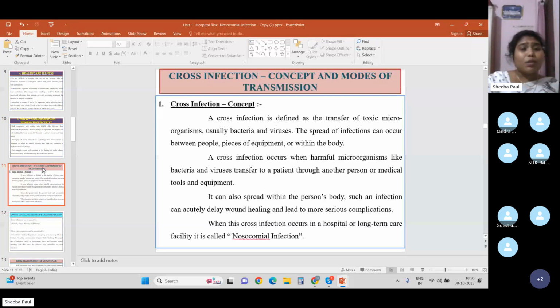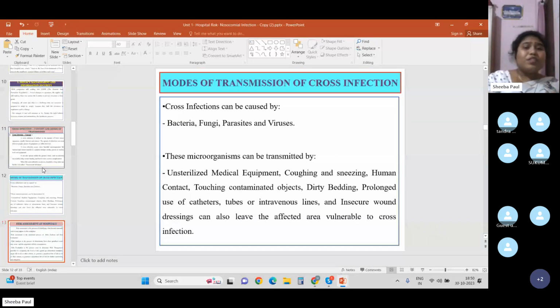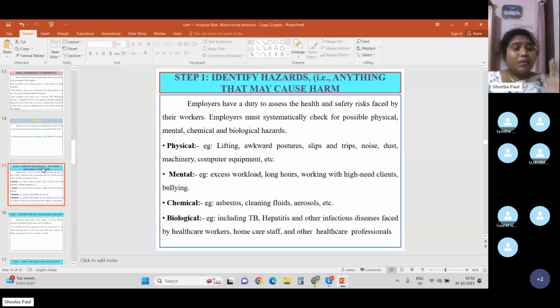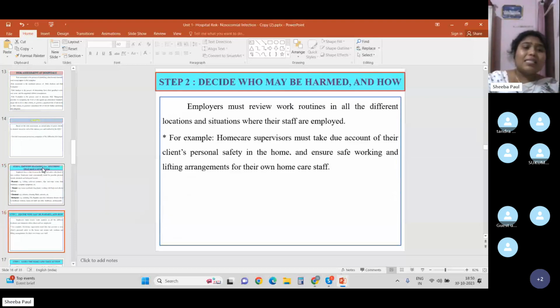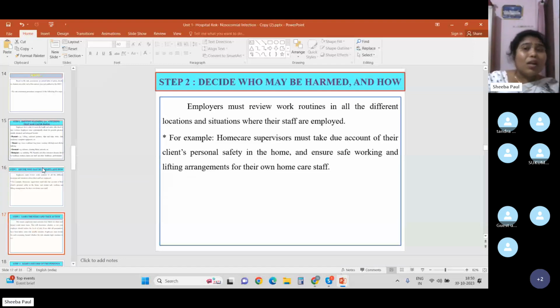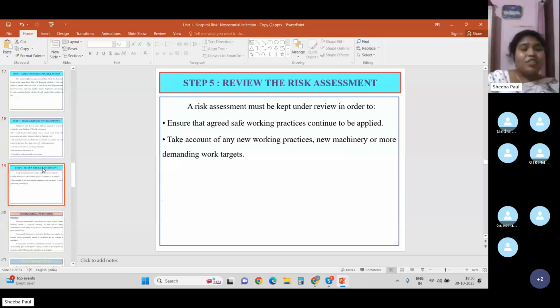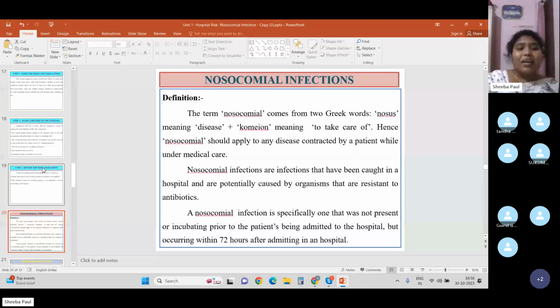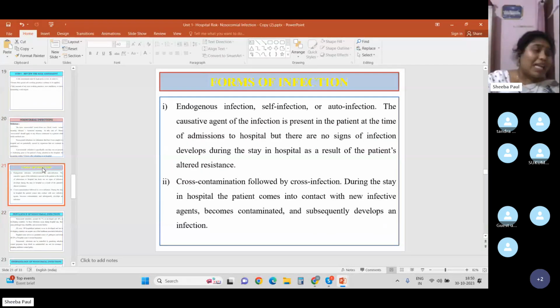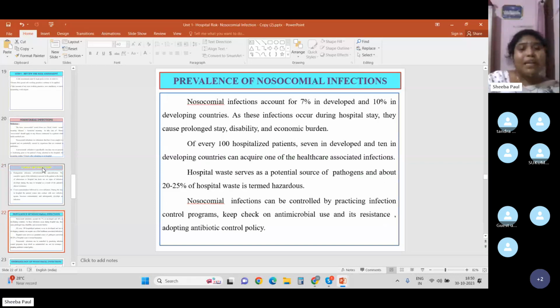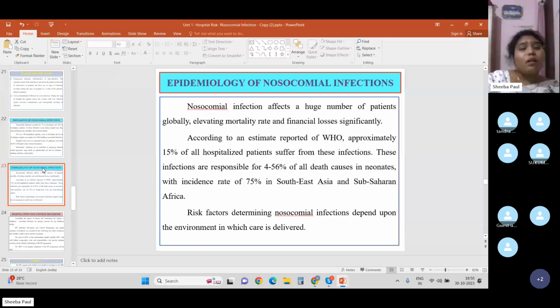And then we have also seen cross infection, modes of transmission, and risk assessment at hospitals, the 5 steps like identifying the hazards, deciding how to control hazards and how to prevent hazards, assessing the risks, making the documentation, and reviewing the risk assessment. And then finally we have seen the nosocomial infections, what happens, how it happens, how it can be prevented by making a proper note of components that will prevent infection or cross infection.